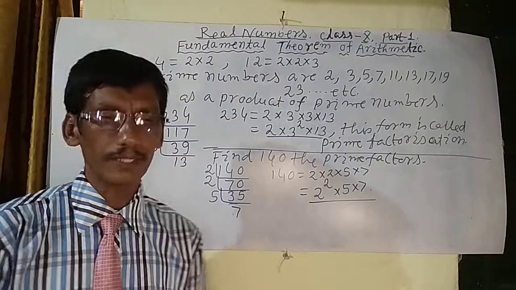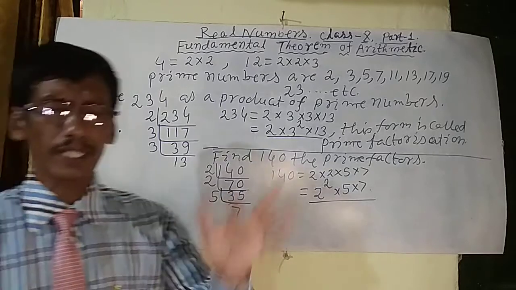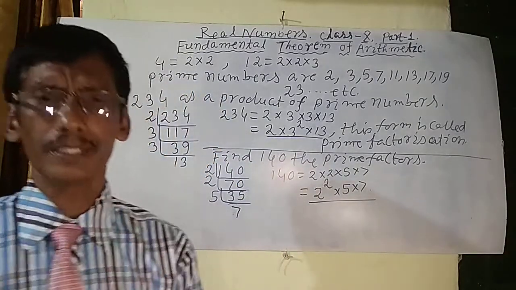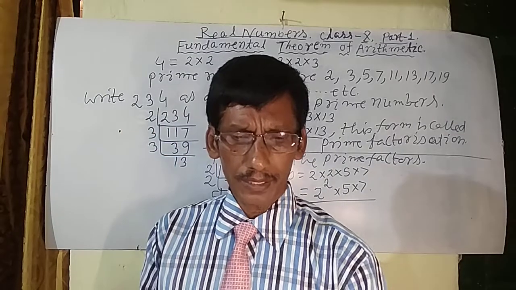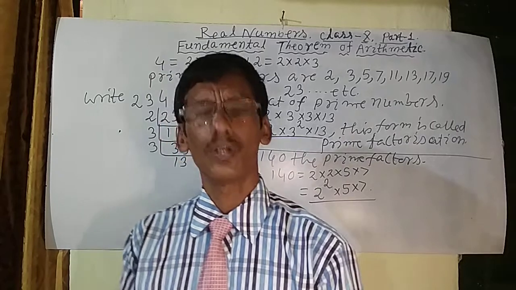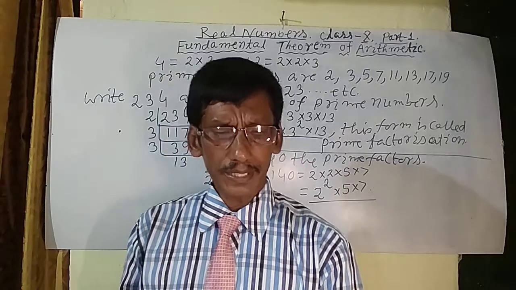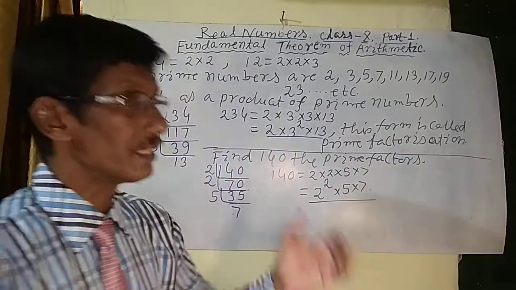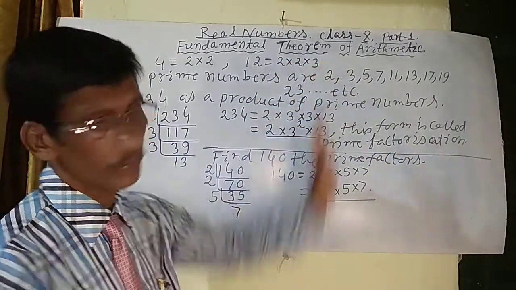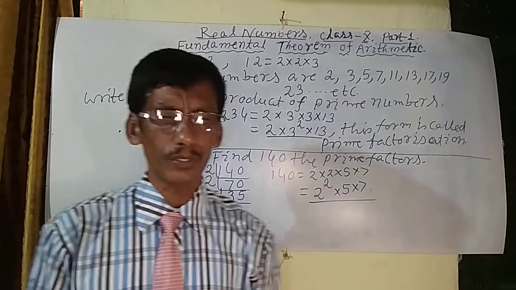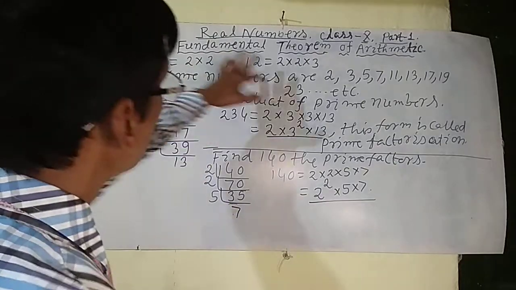Okay, so you can use the fundamental theorem to find the prime factors. With the help of the prime factors, you can find the LCM and HCF of 2 or more than 2 positive integers. And then you can identify whether a number is composite or not. So using the fundamental theorem of arithmetic, you can do many questions. I think everybody has understood the fundamental theorem of arithmetic.